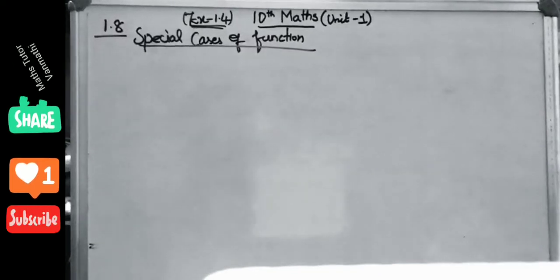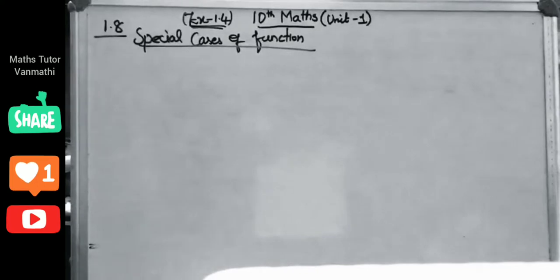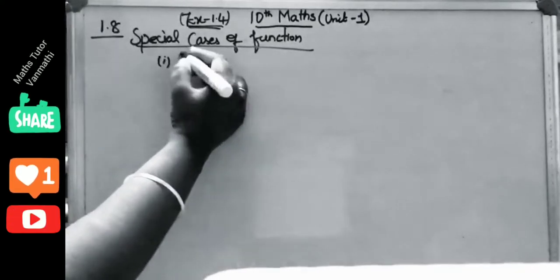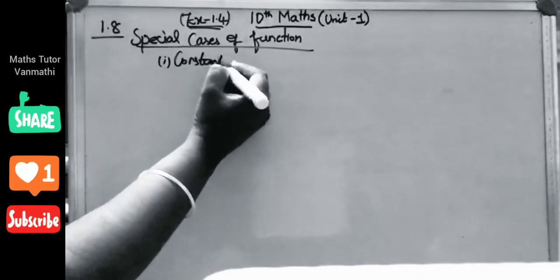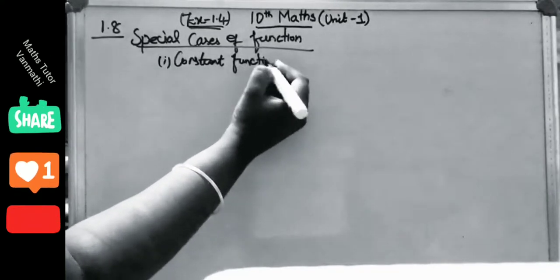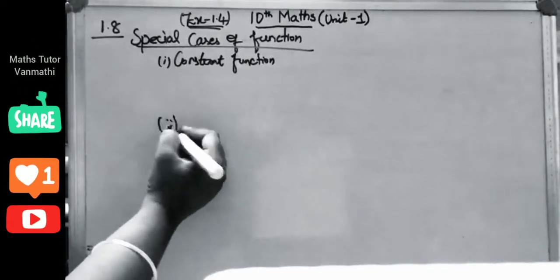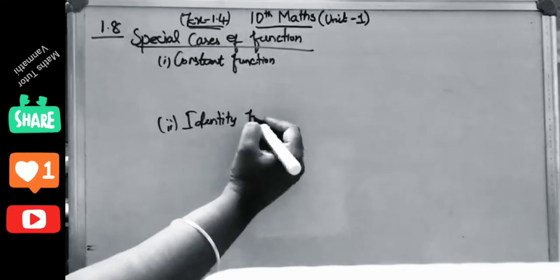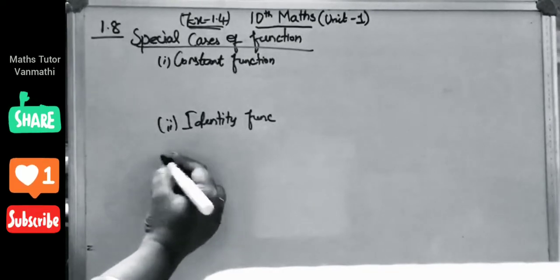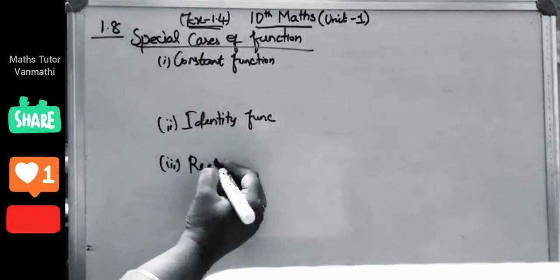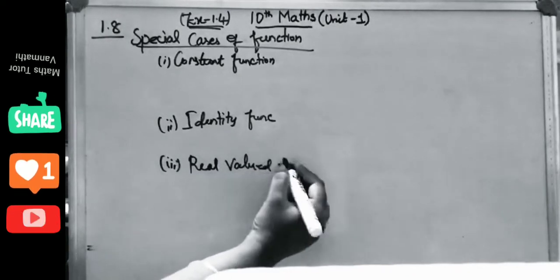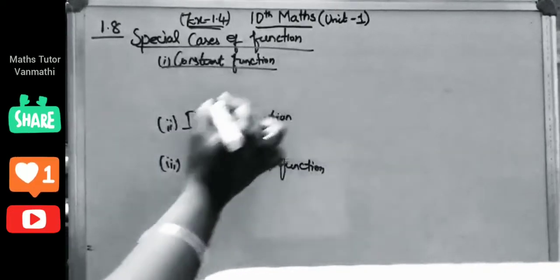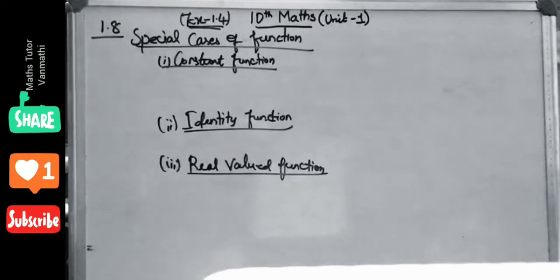Next is section 1.8, special cases of functions. Under this topic we have three special cases of functions. First one is the constant function. Second one is the identity function. Third one is the real valued function. Constant function, identity function, real valued function.